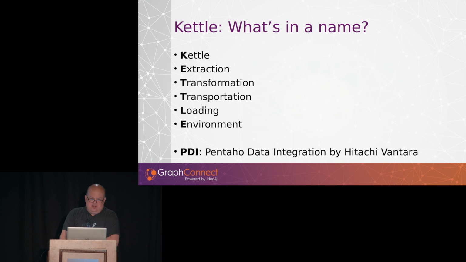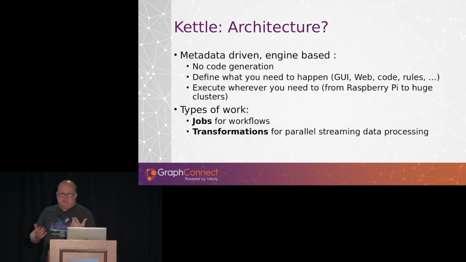What's in the name? Kettle was originally the Kettle Extraction, Transformation, Transportation and Loading Environment. It's also called PDI for short, like I said. Architecturally, it's a completely metadata-driven engine, pretty much like Informatica is. So we don't generate any sort of code or scripts. You define what you need to do in the GUI, I'll show you an example, and then you execute that wherever you can run your engine, from a Raspberry Pi or a Lambda, all the way to MapReduce or Spark jobs in large clusters.